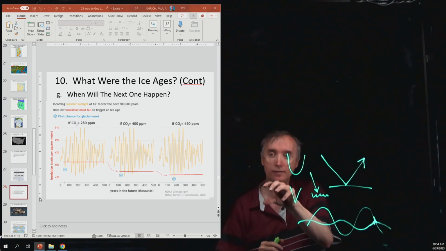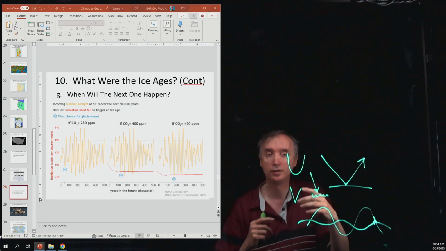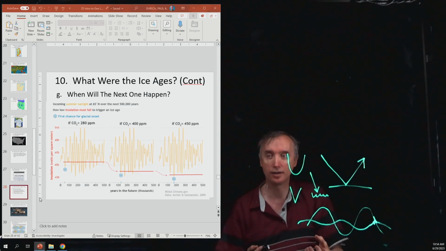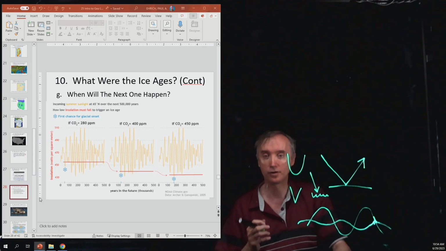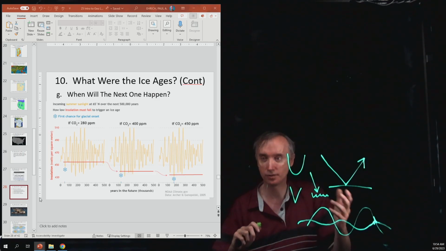The second graph shows what the cycles would look like if there was 400 parts per million of carbon dioxide in the atmosphere. And then the third one shows what it would look like if there was 450 parts per million of carbon dioxide in the atmosphere. So the first one says that the next ice age is going to occur in 50,000 years. So 50,000 years into the future is when the next ice age is going to occur.